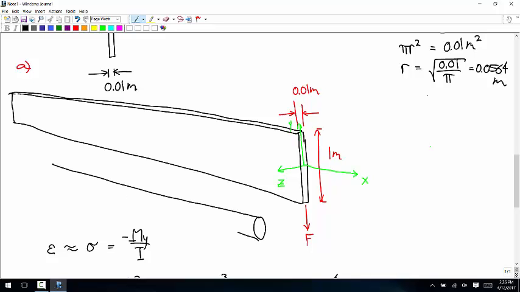So this is C, the circular cross section with that same force applied. You still have that same force F acting down. So you have the same beam, but you're just changing the cross-sectional shape in A, B, and C.